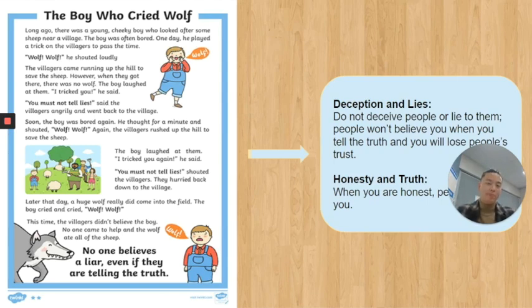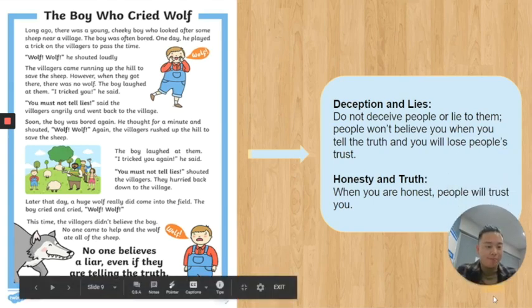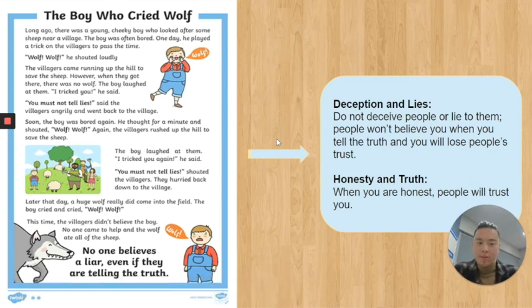So, what is the message that we can take away from this fable? What is the lesson that we can learn from reading it? Well, I think one of the major themes is deception and lies. Do not deceive people or lie to them. People won't believe you when you tell the truth, and you'll lose people's trust eventually. I think that's one of the big lessons that we can take away.